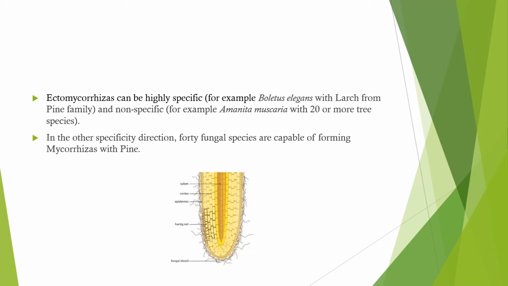In the diagram, we can see the innermost layer is the xylem, then the cortex, epidermis, the Hartig net, and the fungal sheath. The fungal sheath contains the mycorrhizal fungi in the root system.